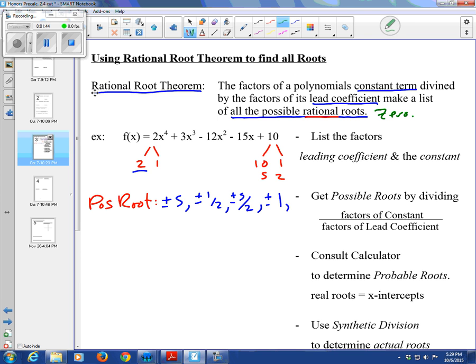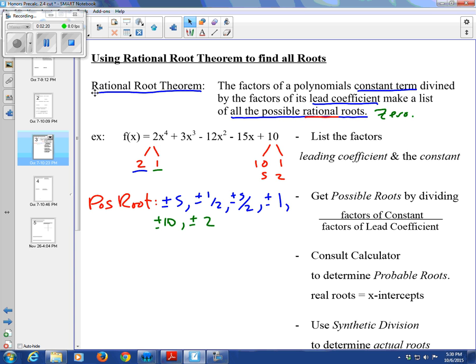Now I'm going to go through and divide all the factors of the constant by 1, but I'm not going to take any repeats. So right here, 10 divided by 1 is plus or minus 10. I don't have that as a possible root yet. 1 divided by 1 is plus or minus 1. We already have that, so we won't write it down. 5 divided by 1 gives us plus or minus 5. We already have that one. And 2 divided by 1 gives us plus or minus 2. So right here, this is the list of possible rational roots or zeros for our polynomial.